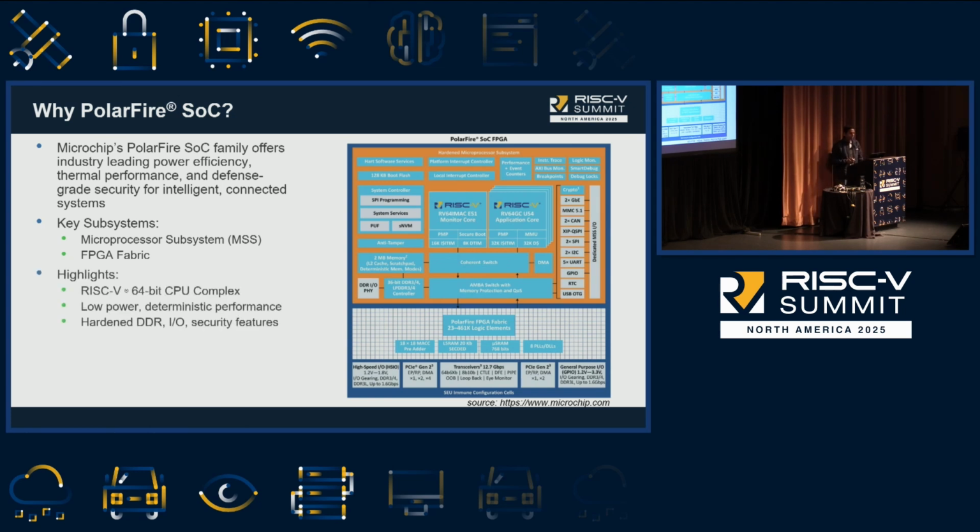So the highlights of PolarFire SoC is that it is a RISC-V 64-bit CPU complex. It is low power. It has deterministic performance, and then it has DDR, I/O, and security features. Coming to the application of PolarFire SoC to this particular solution, the RISC-V takes care of the control plane processing, whereas the flexible FPGA fabric takes care of the data path. We'll see more in the coming slides.